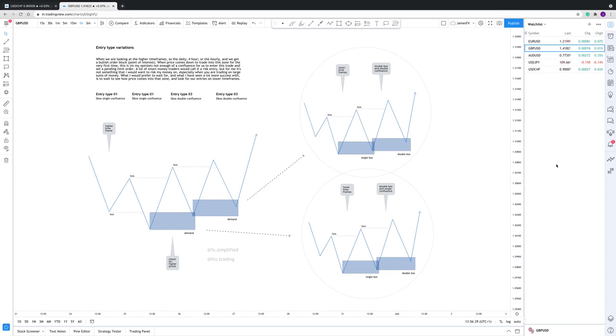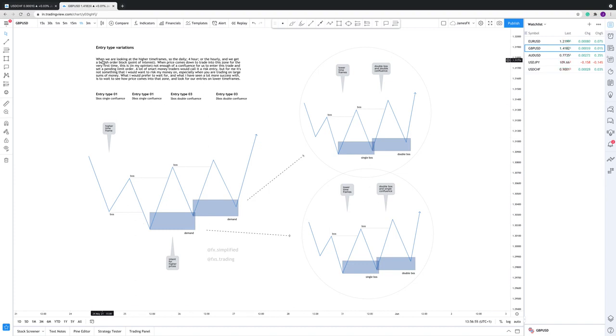So now we're going to get into the different entry types, and we're going to be starting on continuation trades and trades when we start to see bullish or bearish order flow. So if we get straight into it, I know there's a lot going on here, but let's just start and go through this.